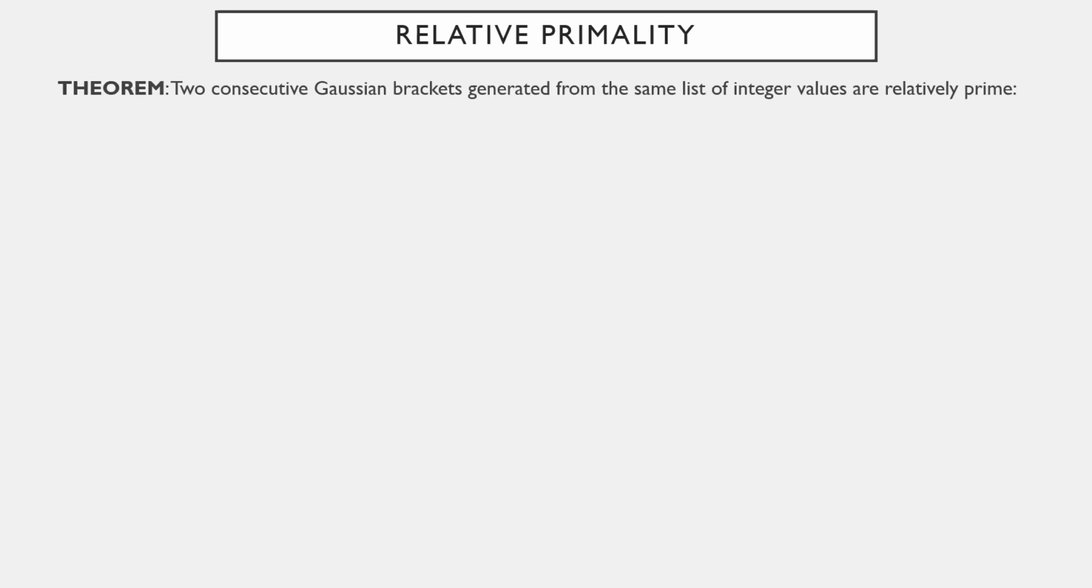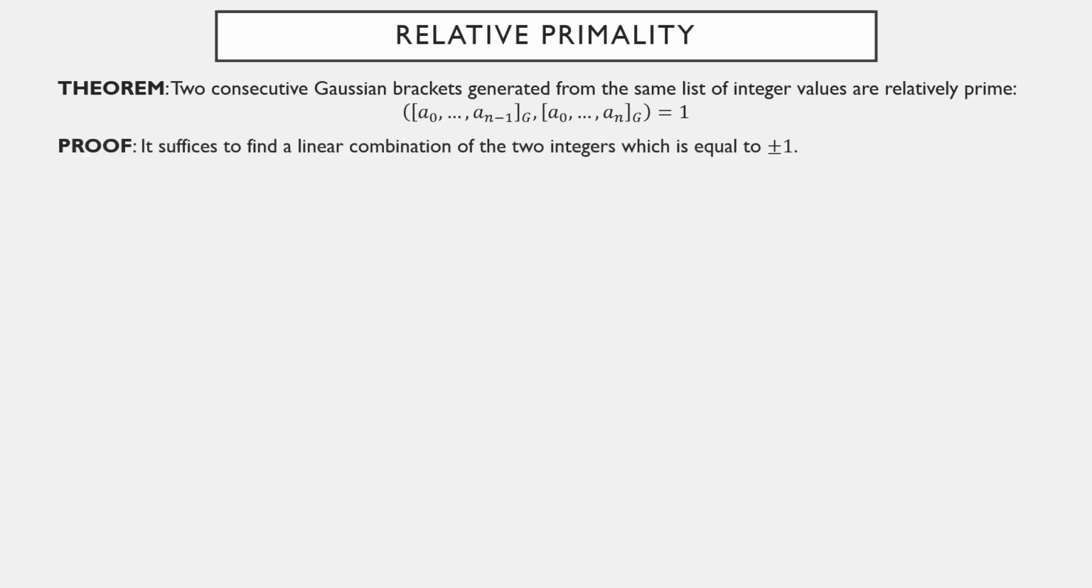Relative primality of terms. Two consecutive Gaussian brackets generated from the same list of integers, of course, are going to be relatively prime to one another. Specifically, the Gaussian bracket of a0 through an minus 1 and the Gaussian bracket a0 through an are relatively prime. The greatest common divisor is 1. So all we need to do to prove this result is find a linear combination of the two integers which is equal to either plus or minus 1.